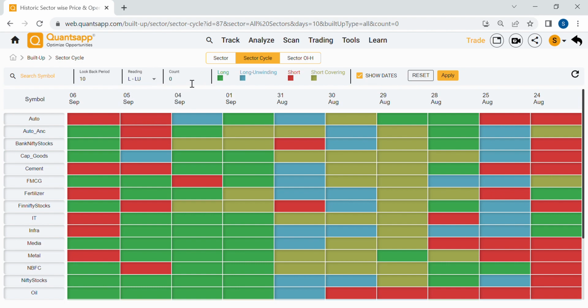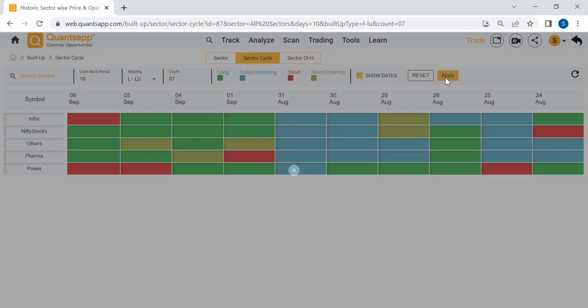Now the tool is asking us count. That means how many times I want the sector to be on long and long unwinding out of the last 10 days is what I want to know. I'm saying 7. What I mean is that I want to find all those sectors that in the last 10 days have witnessed at least 7 long unwinding, and I just hit apply.